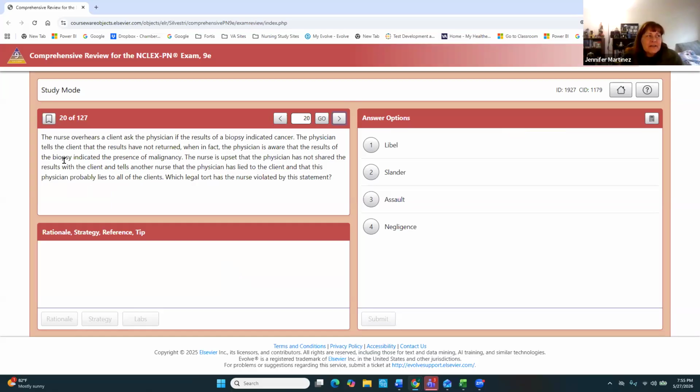All right. The nurse overhears a client ask the physician if the results of a biopsy indicated cancer. The physician tells the client that the results have not returned, when in fact the physician is aware that the results of the biopsy indicated the presence of malignancy. The nurse is upset that the physician has not shared the results with the client and tells another nurse that the physician has lied to the client and that this physician probably lies to all of the clients. Which legal tort has the nurse violated by this statement? Libel, slander, assault, or negligence?